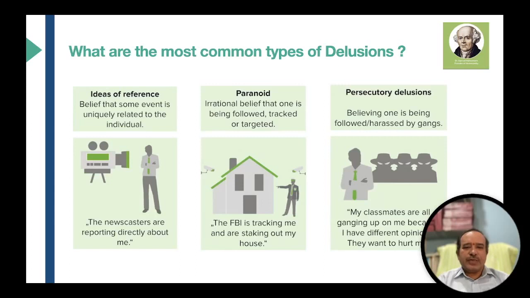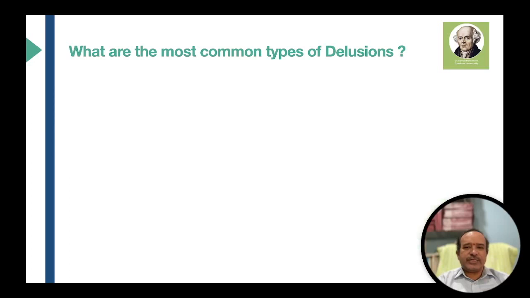Okay, so my classmates are all ganging up on me because I have different opinions. They want to hurt me. In these persecutory delusions, they think that someone is following them, and at the same time, they want to hurt them. This type of delusion is persecutory delusions.